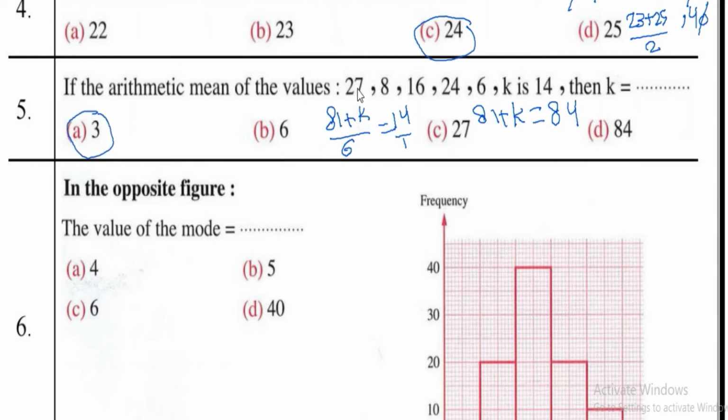Again, the sum: 81 plus k over 6 (1, 2, 3, 4, 5, 6) equals 14. Then cross multiplication.